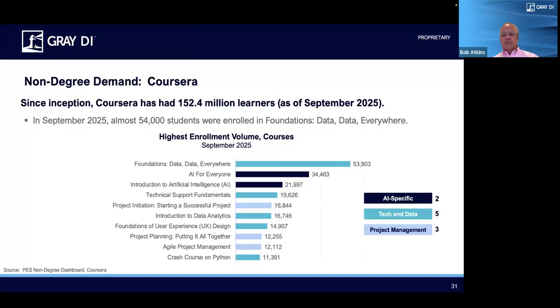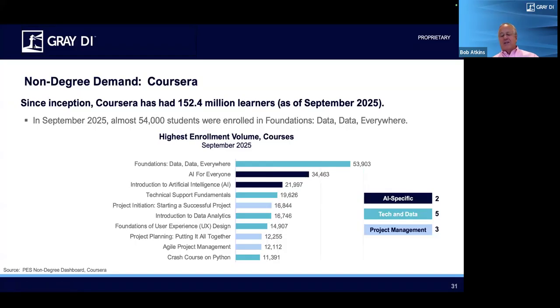Highest enrollment courses. Well, remember we saw a lot of data. Well, that Foundations data everywhere has been one of the highest volume courses forever. 54,000 people enrolled during the month of September. So very substantial course. This course is bigger than most universities.